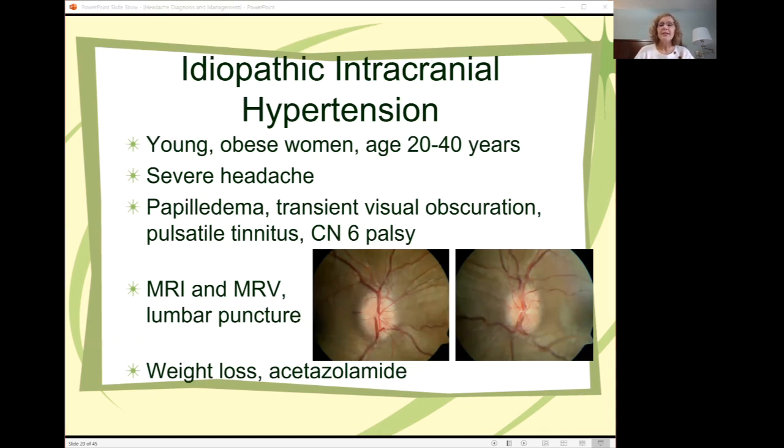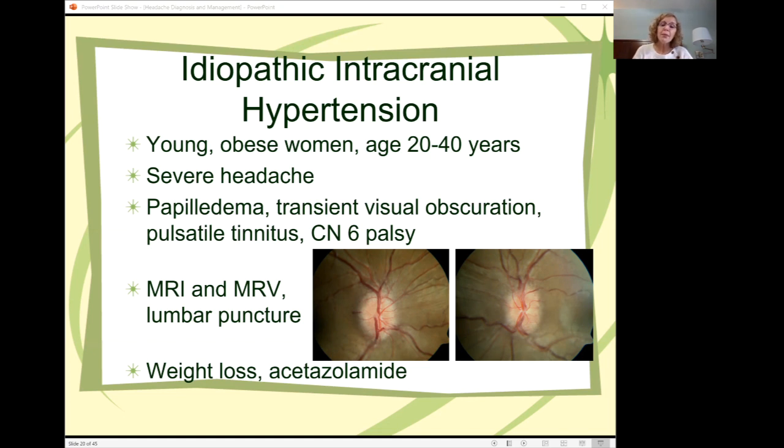Now we have headaches that are caused by increased intracranial pressure. This may be idiopathic, it may be due to a tumor, or it may be due to a clot of one of the veins draining the brain. Idiopathic intracranial hypertension is caused by increased intracranial pressure with no evident cause. There's no space-occupying lesion, and cerebrospinal fluid analysis is normal other than a high opening pressure.